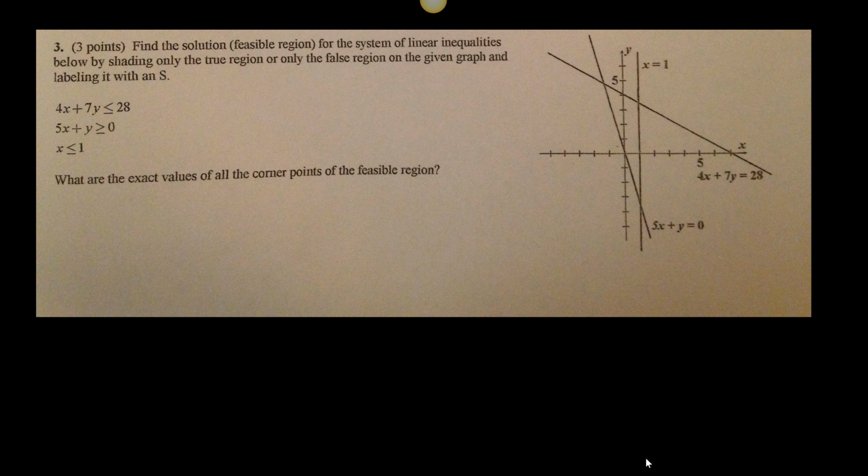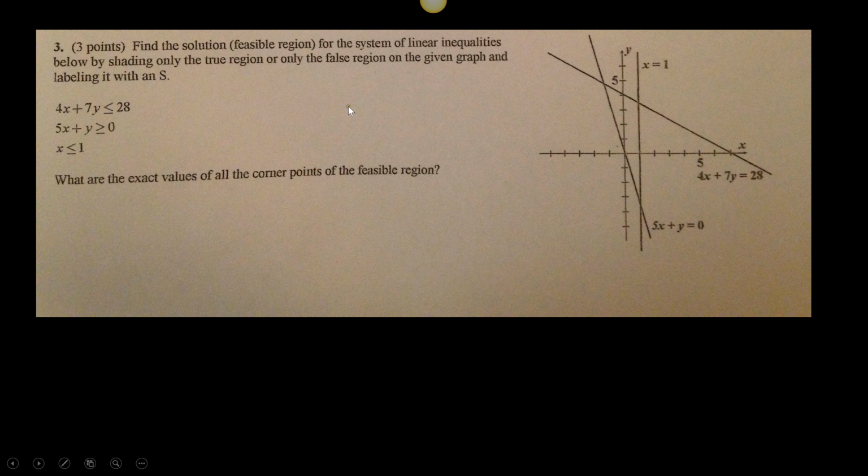So, our number 3 says we want to find the solution or the feasible region for the system of linear equations, okay? And in this case, we're going to shade by reverse shading, and so that means that we are going to shade the false side, okay? So, as you can see, our lines are already all set up on this graph, so you just need to decide which direction you are shading for each line.